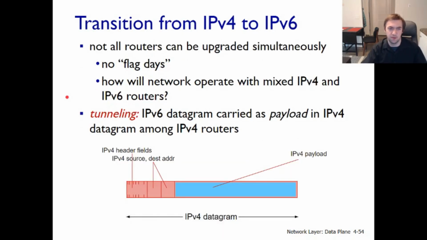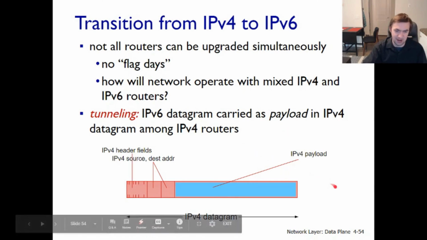Now, an obvious problem of transitioning from IPv4 to IPv6 is that it's not really possible to just upgrade all the routers at the same time. There's no flag day where we just decide, all right, we're switching off all the IPv4s and everything is IPv6 now. Which brings us to the question of how can you have a network operate where some of the routers are using IPv4 and others are using IPv6, or some are using both. The way this is done is to use something called tunneling, where an IPv6 datagram is carried as a payload as the data part of an IPv4 datagram among routers that can only handle IPv4.